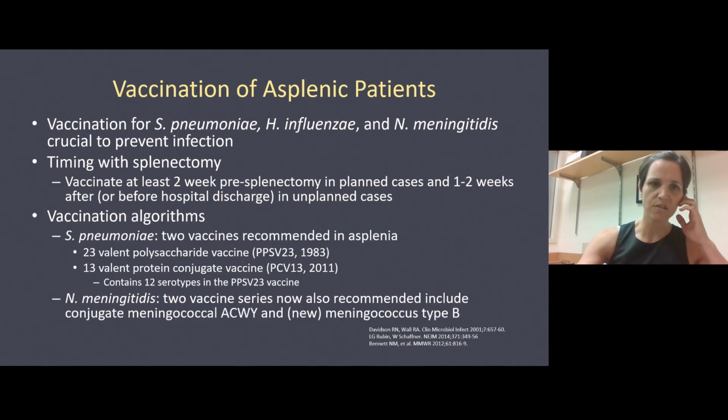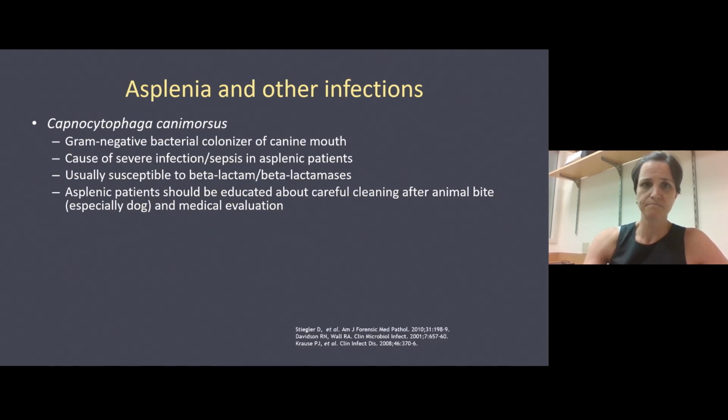So vaccination algorithms, I'll just remind you, strep pneumo now has 2 different vaccines that are recommended, the polysaccharide vaccine and the conjugate. If somebody's never had any pneumococcal vaccines and they get a splenectomy, you start with the conjugate vaccine and then you would give the polysaccharide at least 8 weeks later. And then Neisseria meningitidis, I'll remind you, these are patients who should get both. So both the old conjugate ACWY vaccine and the new meningococcus type B vaccine series.